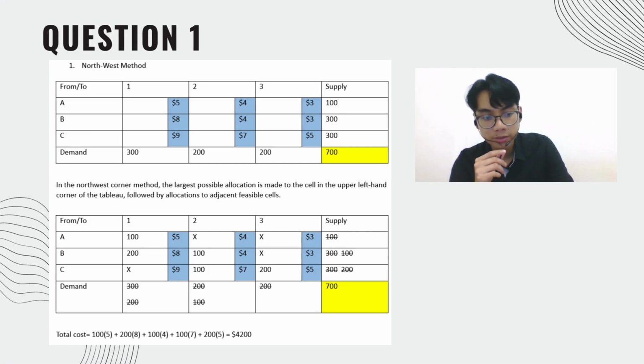The total cost would be 100 multiplied by 5, plus 200 multiplied by 8, plus 100 multiplied by 4, plus 100 multiplied by 7, and plus 200 multiplied by 5. We get $4,200.